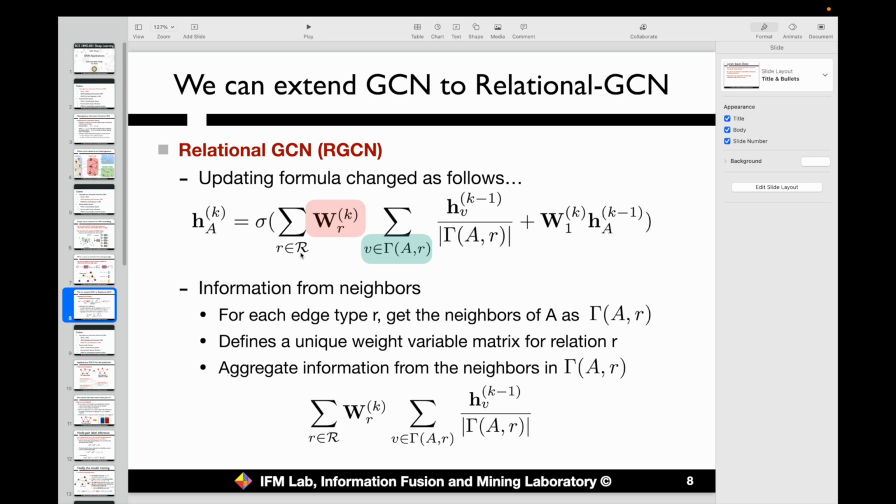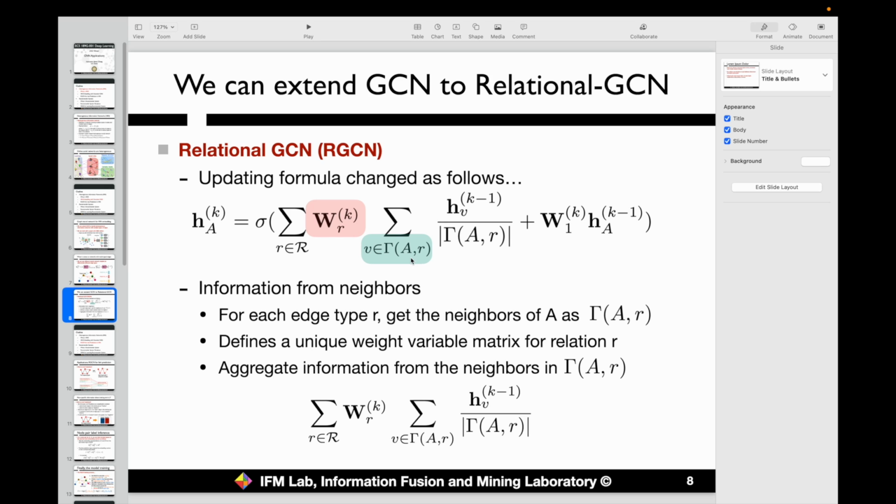We can denote R, the category, as the set of different categories of relationships we have. For each category of relationship inside the R set, we can define one unique relationship variable like WR for the case A as shown here. If we further consider the relationship connecting nodes, then we can partition the neighbors of node A into different subsets by considering the relationship types. We can define a notation gamma A R. This denotes the set of neighbors which are connected to A via the relationship R.